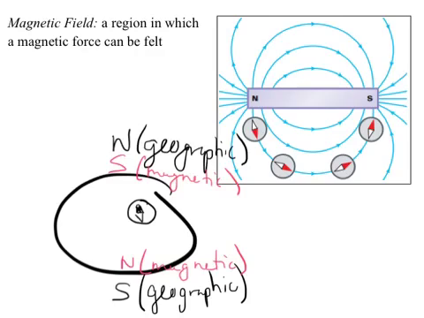Another interesting fact is that sometimes the poles will switch over time. They'll switch over time. And there is some deviation, but what you want to remember from this is that we have geographic north and south poles, but magnetically they're reversed, they're the opposites.